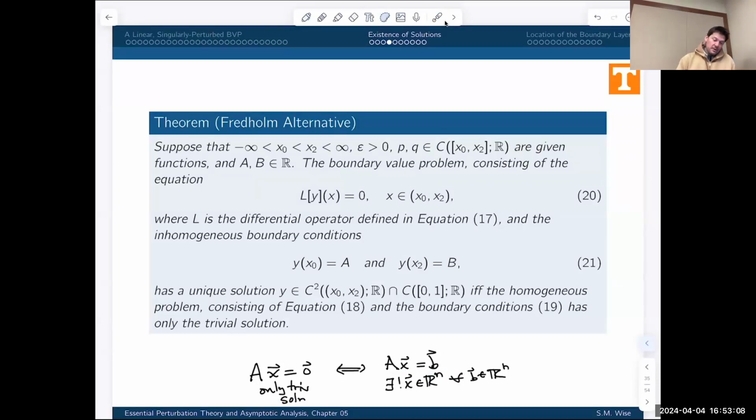But the only thing I'm doing here is inhomogenizing that. Yeah, I'm reversing it. Inhomogenizing, dehomogenizing, maybe, the boundary conditions only. It just follows from linearity: subtract the two solutions, and then you get the homogeneous boundary condition.